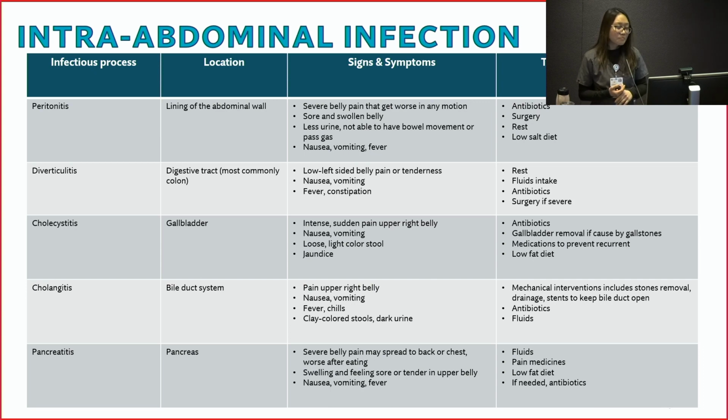Last one is pancreatitis. So pancreatitis is the inflammation of your pancreas. This could be chronic. This could be acute. So you would have severe belly pain, and that may spread to your back and to your chest, and it worsens after you eat.